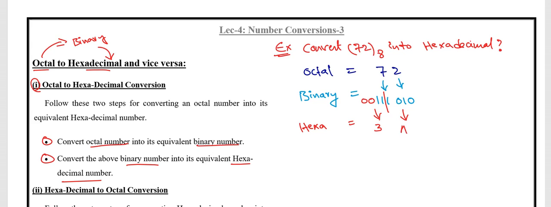So this is how we will convert the given octal number, that is 72 base 8, which is equal to 3A base 16 in hexadecimal. So this is how we convert the given octal number into hexadecimal. First it is converted into binary, and then it is converted into hexadecimal.